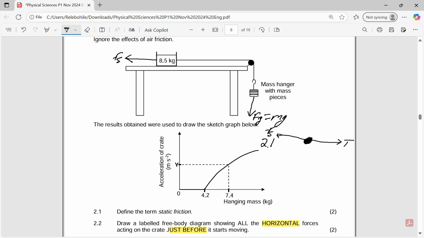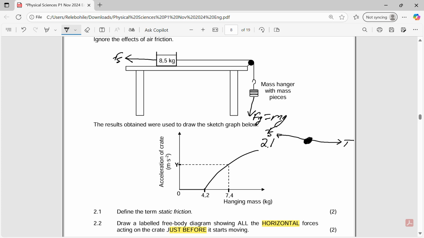Obviously, guys, I'm not using a ruler, so my drawing won't be as perfect, but what I want you to know is that our two forces here are expected to be equal. The tension force will be equal to the static frictional force. I hope you understand that. The reason why these forces have to be equal is because if they are equal, then our object will remain in its position of rest. It will not go anywhere because the forces are balanced.